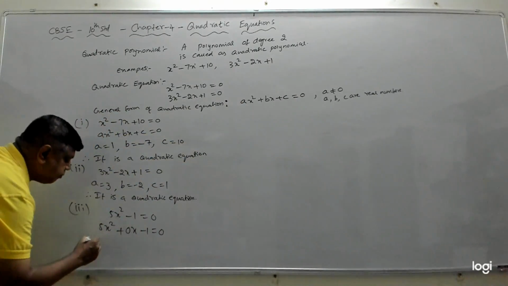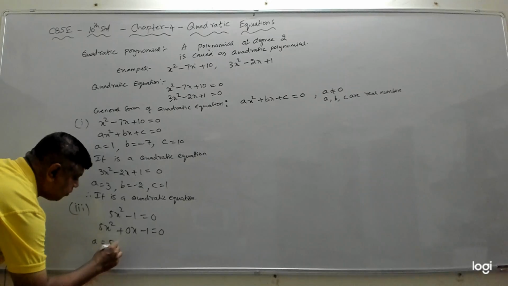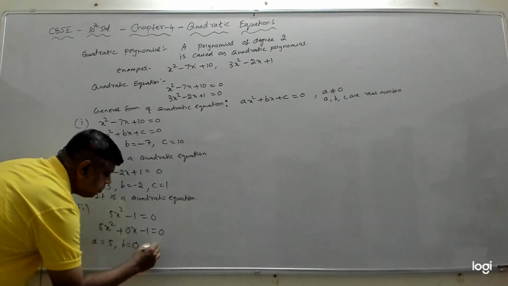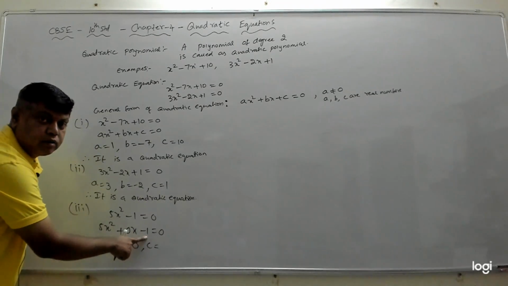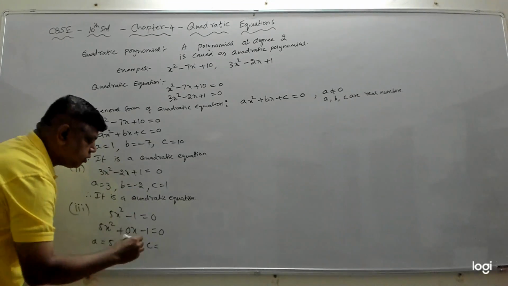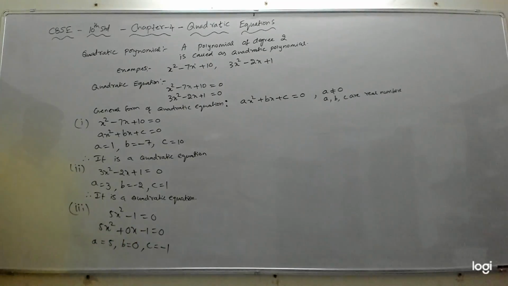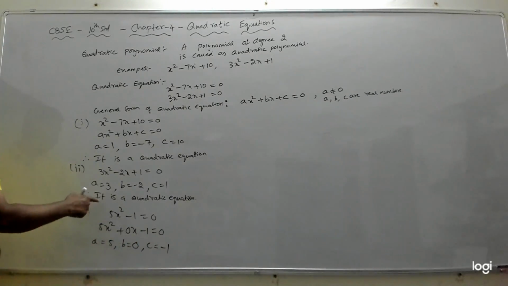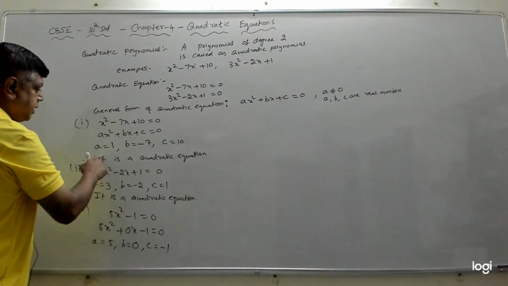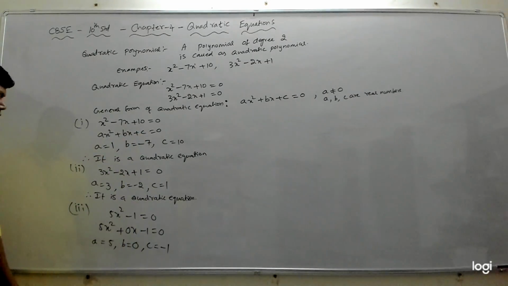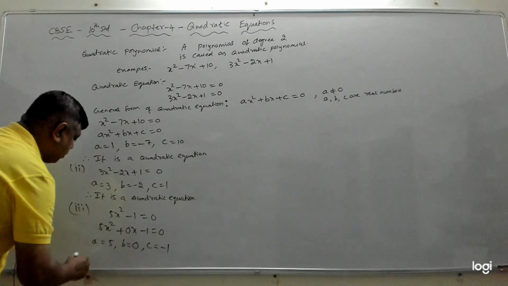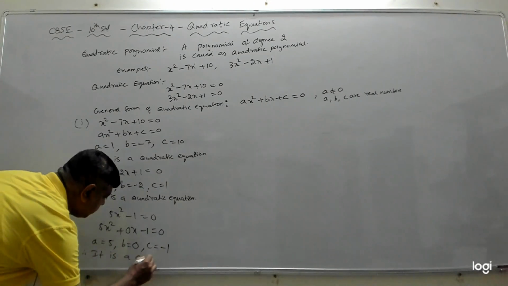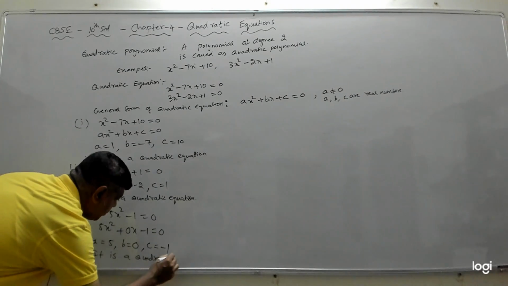Now what is A? A is 5. What is B? B is 0. B is the coefficient of x. What is C? C is 1? No, C is minus 1. You have to take it along with the sign. C is minus 1. Right? So therefore it is also a quadratic equation because it is in the form of ax square plus bx plus c. Therefore it is a quadratic equation.